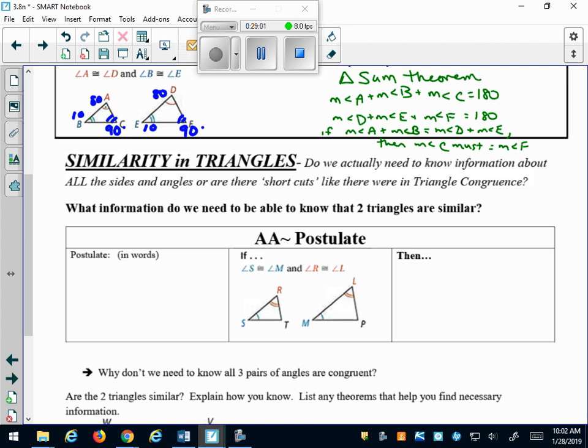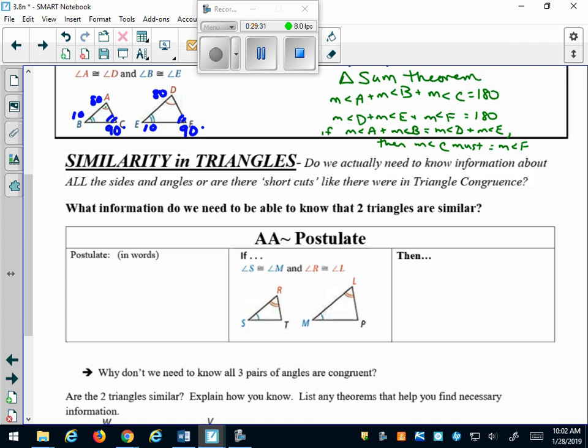We basically said, well, actually, we don't have to check all 6 pairs of parts. We really only need 3. Not any 3. There were only some that worked. But it was like a shortcut. If we just know sides, SSS postulate works. We don't need to know angles. If we know 2 sides and the angle between them, then that worked. We didn't need all of the 6 parts at once.